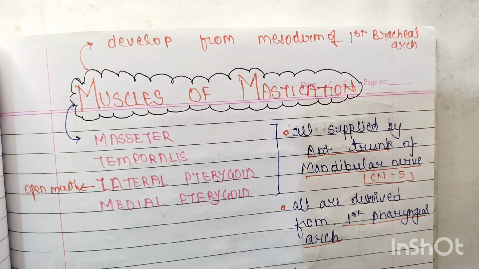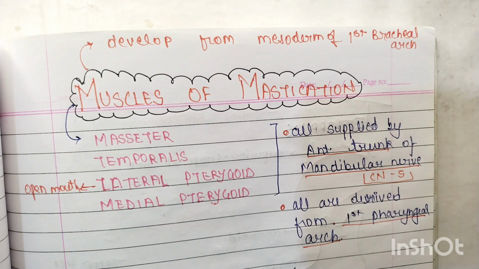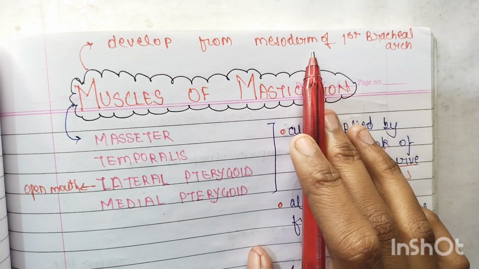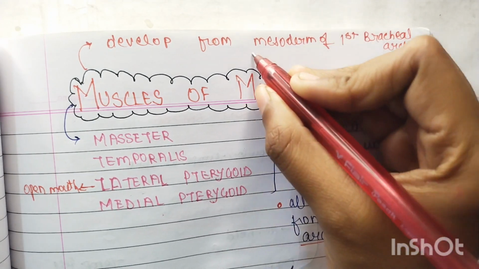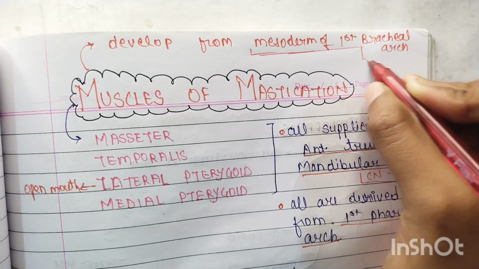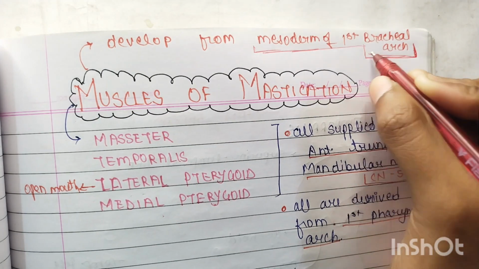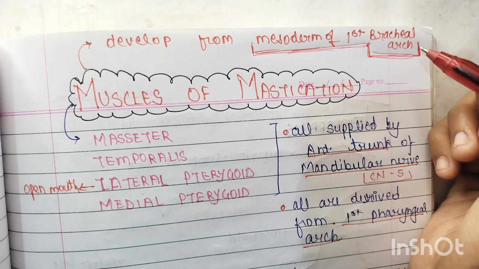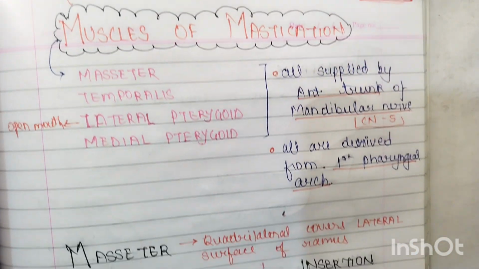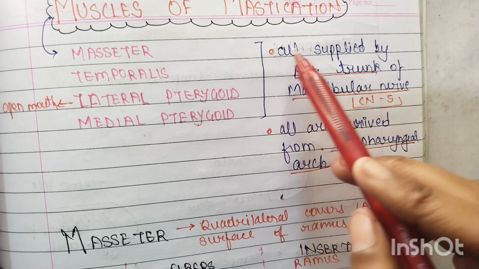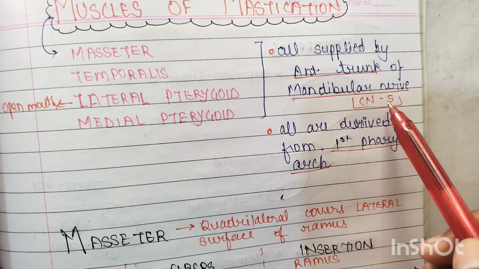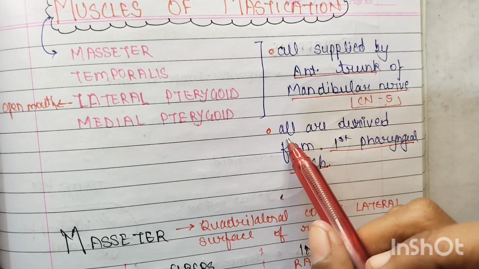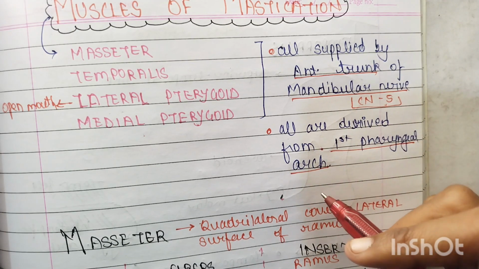in closing your mouth. First we have to remember that muscles of mastication are developed from the mesoderm of the first branchial arch. This is a very important point from the point of view of your NEET examination. Also, a common point is that all these muscles are supplied by the anterior trunk of the mandibular nerve. The mandibular nerve is your cranial nerve 5, and all are derived from the first pharyngeal arch.